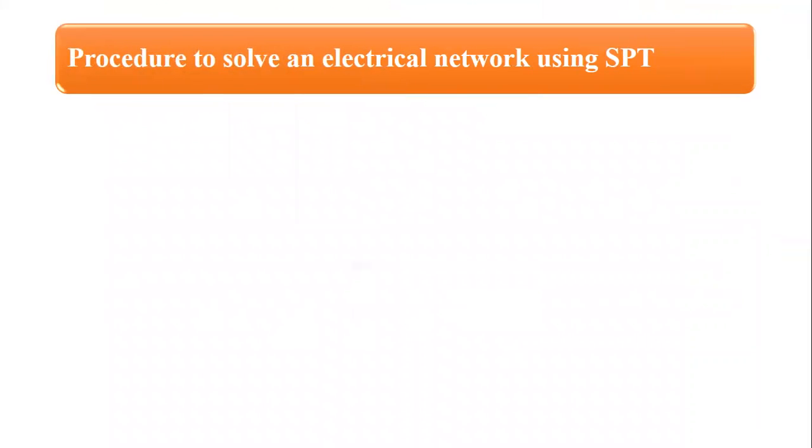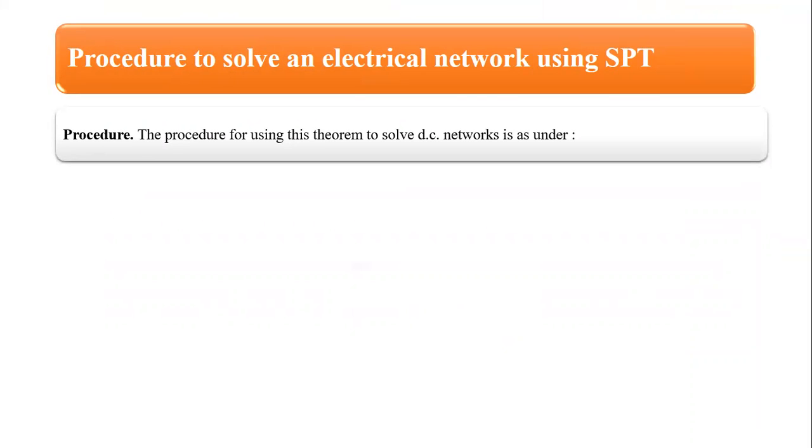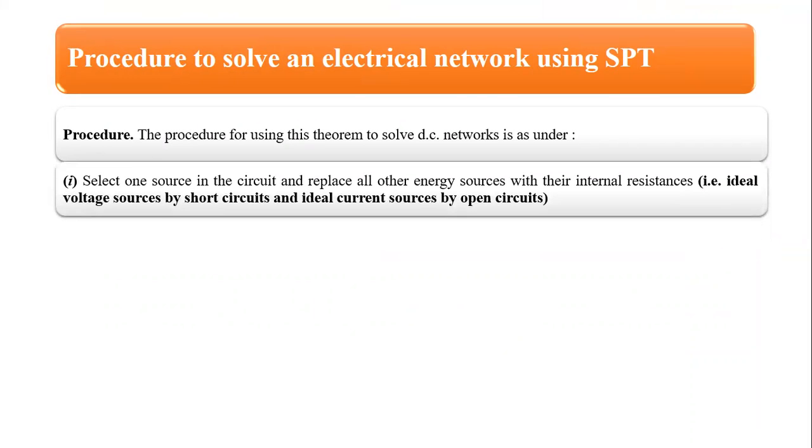Now let us see the procedure to solve an electrical network using the superposition theorem. The first step is that we will select one source in the circuit at a time, and we will replace all the other energy sources with their internal resistances. Ideal voltage sources can be replaced with short circuits, and ideal current sources are replaced with open circuits. So short circuit means zero resistance.